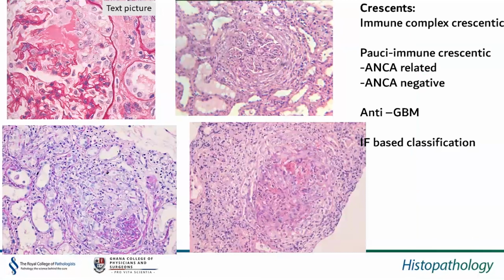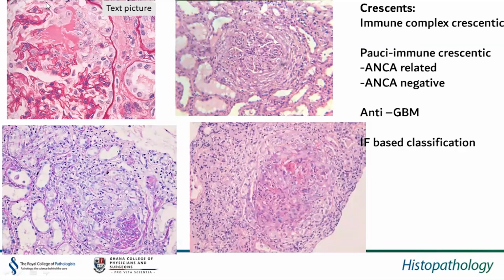We'll just look at a couple of pictures of the crescents. This is a text picture, but I like this illustration because it tells you how the crescent is formed. There's such severe damage to the glomerular capillary wall that there are breaks in the basement membrane. Look at this break, and fibrin seeps out. Along with the fibrin seeping out, these parietal epithelial cells get irritated and proliferate, monocytes leak out, and this combination of the fibrin, the parietal epithelial cells, and the monocytes forms the crescent.